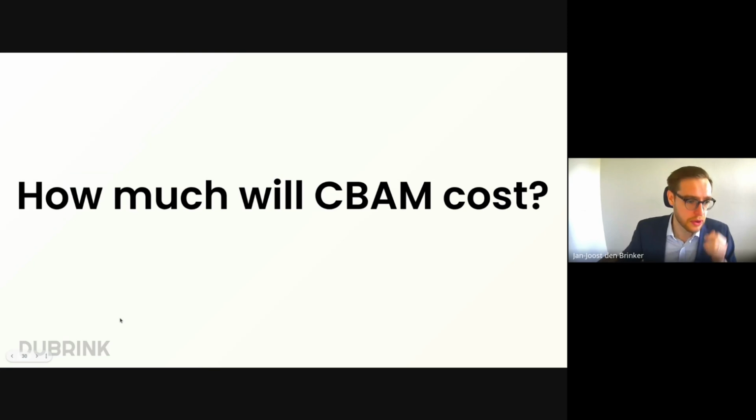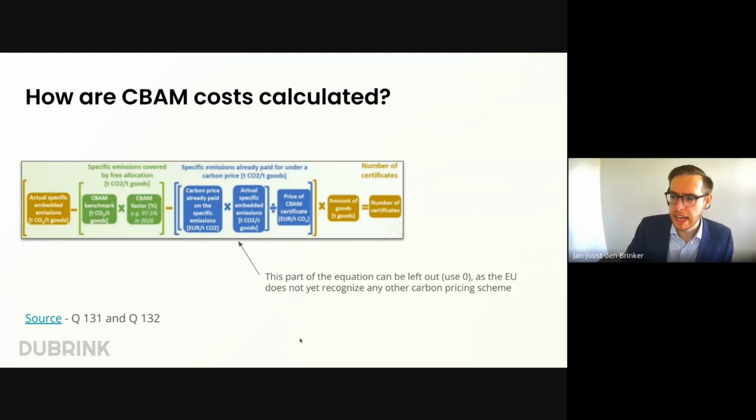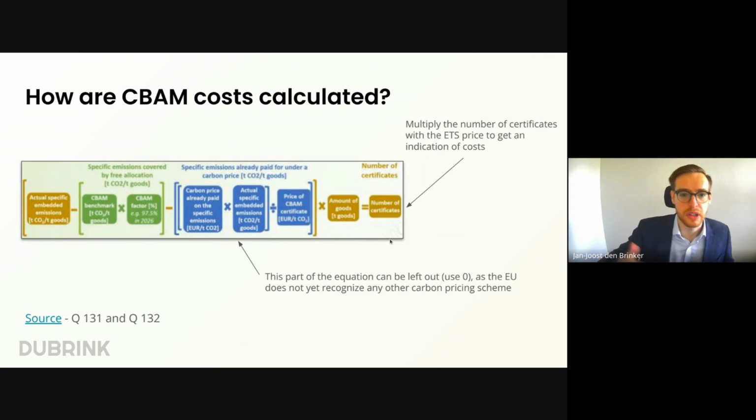So the question is, of course, how much will CBAM cost? This is the formula. I apologize, it's a little bit grainy. I took this screenshot from the official Q&A document. There is a part that is not relevant today because that's about carbon taxes paid elsewhere. That's not applicable today. And it only gives you the number of certificates. It doesn't actually give you the cost.